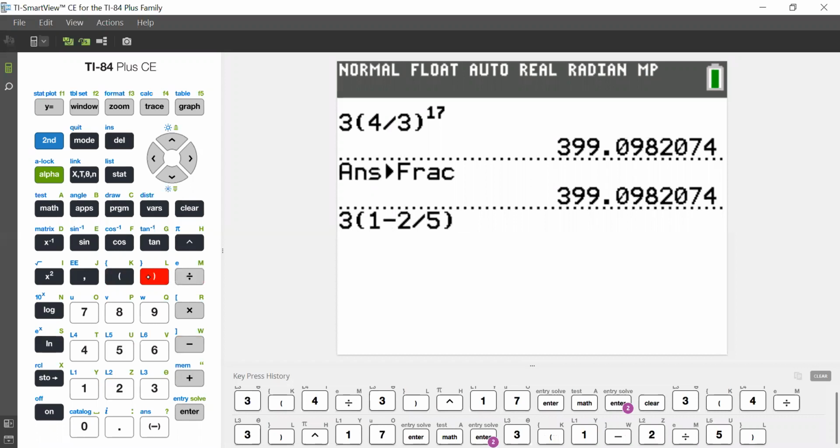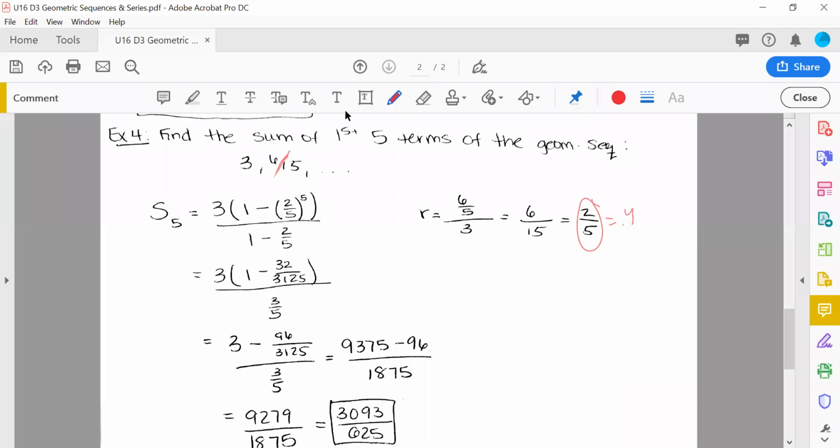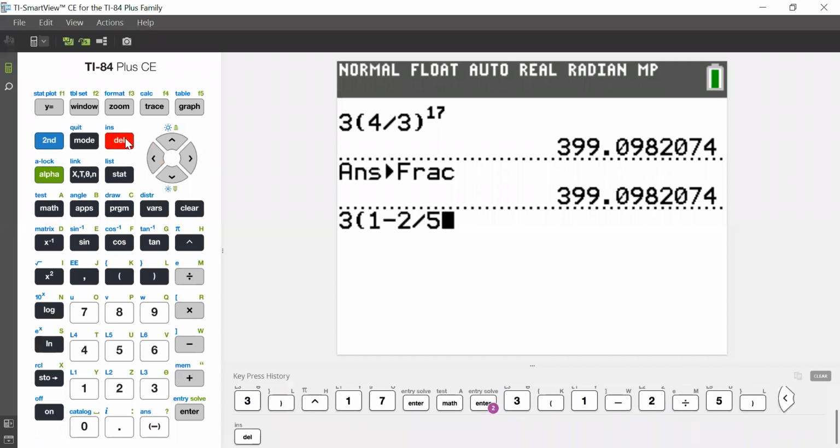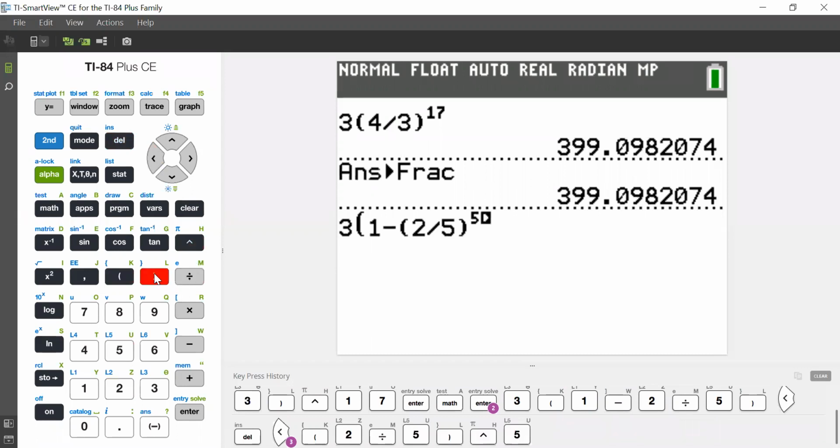Oops. Hold on, let's go back to the problem. And make sure your parentheses go in the right place. It's 1 minus 2/5 and then to the 5th, so that parenthesis shouldn't be there. Apologies. Let's go back and delete it. I'll even put 2/5 in a parenthesis: 2 divided by 5, close the parenthesis, to the 5th power, and then I can close that parenthesis again.